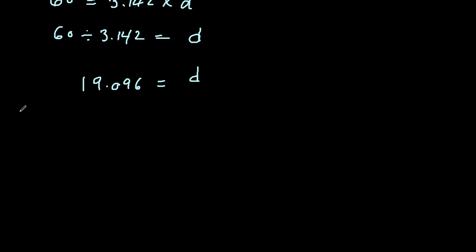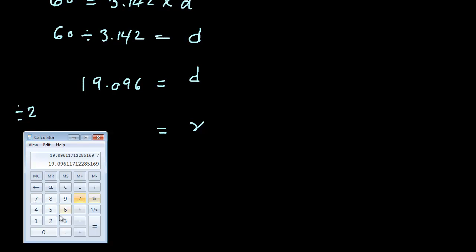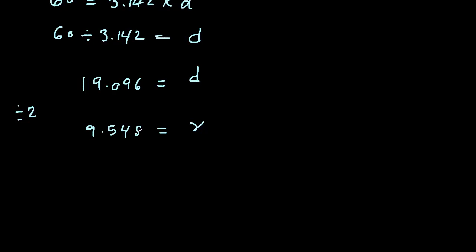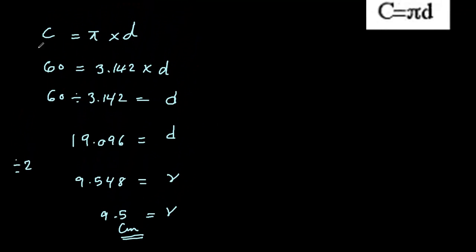If I divide both sides by 2, diameter will change to radius, and 19.096 divided by 2 will give me 9.548. If I round that to one decimal place, that makes 9.5 centimeters. So the radius of this circle would be 9.5 centimeters. You can follow this example again; it's quite an important example.